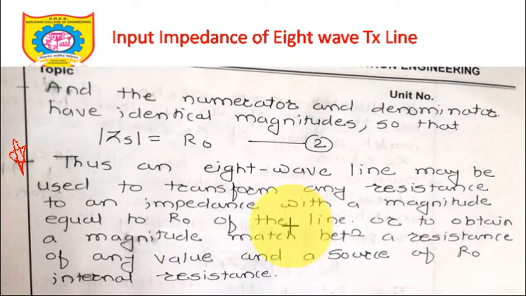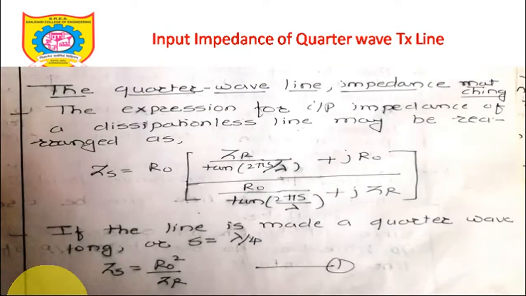So the lambda by 8 line is called an impedance matching circuit, used for impedance matching. Any resistance is R0, this is an important term. Then we'll see the quarter wave line, like the lambda by 8 line. Can we replace it with lambda by 4? So you just need to replace that s term by lambda by 4.